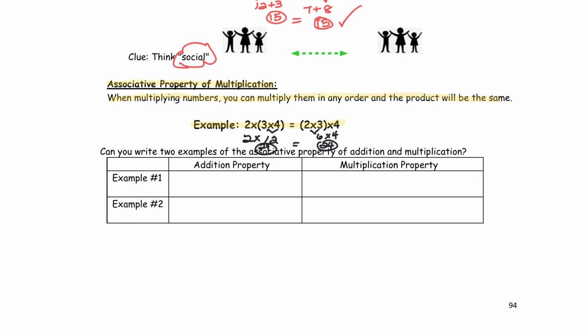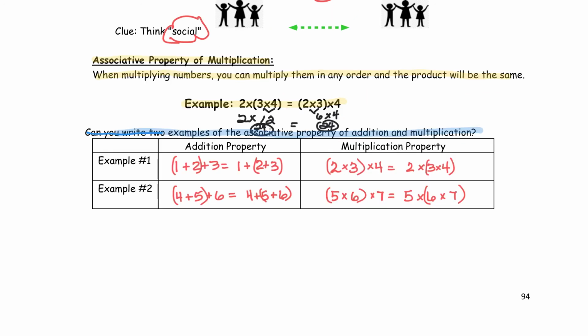Now, your task is going to be, can you write 2 examples of the associative property of addition and multiplication? Take a quick minute and do that now. Pause the video and give it a shot. And here you have a couple of examples of the associative property of addition and the associative property of multiplication. They don't have to be these exact numbers, but the important thing to remember is that you should have the same numbers, but in different groupings. Alrighty, time to move on to the next one.